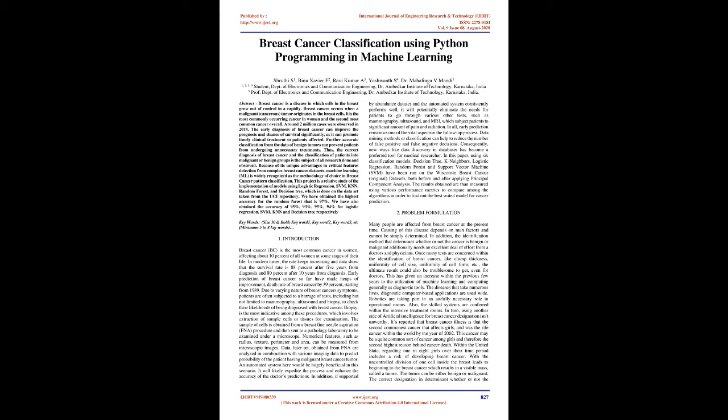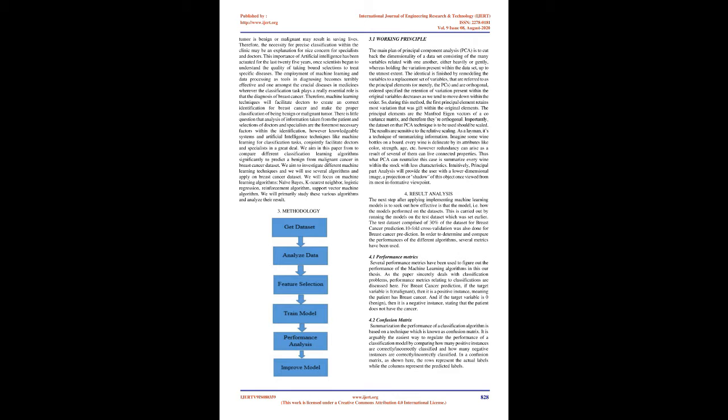Data mining methods for classification can help to reduce the number of false positive and false negative decisions. Consequently, new ways like knowledge discovery in databases have become a preferred tool for medical researchers. In this paper, 5 classification models, decision tree, K-neighbors, logistic regression, random forest, and support vector machine (SVM), have been run on the Wisconsin breast cancer (original) dataset, both before and after applying principal component analysis. The results obtained are then measured using various performance metrics to compare the algorithms in order to find the best suited model for cancer prediction.